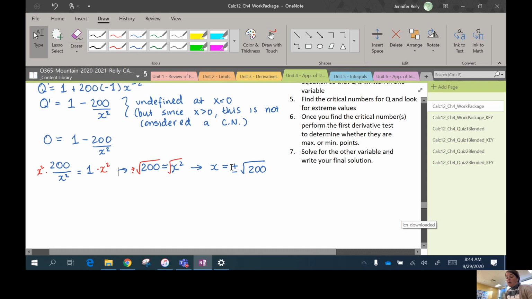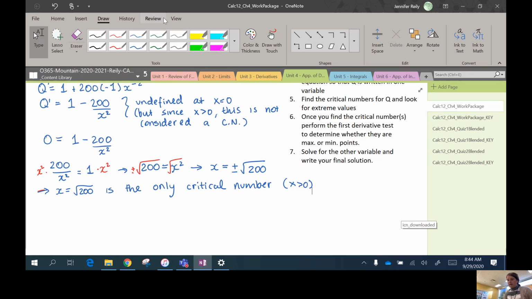But only one of those is a critical number. Remember, x has to be a positive number, so we're not even going to consider the negative root 200. The positive root 200 is the only critical number. And I'll put in brackets, x has to be greater than 0.